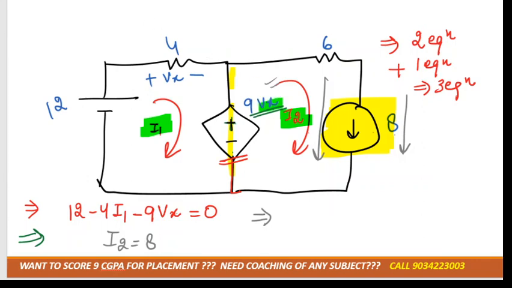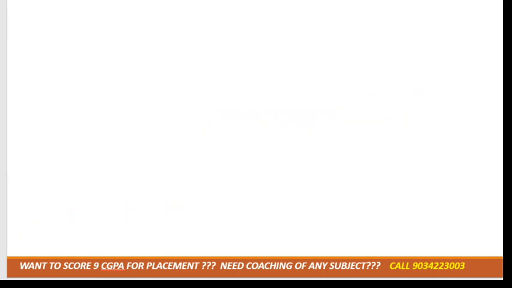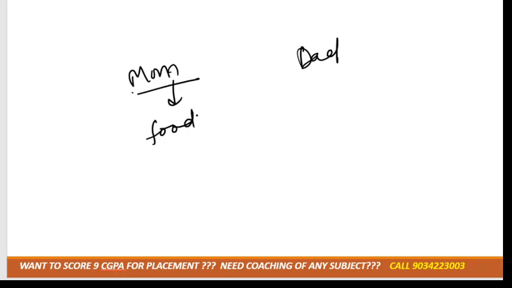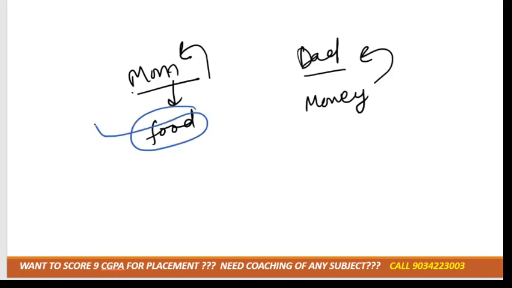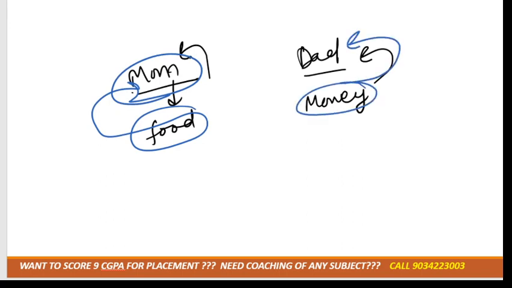We have to see which source it is, like what it depends on. I'm giving you one example. You are a student, you are depending on your mom, and on your dad, right? For food you are depending on your mom. For money you are depending on your dad. Whenever you want food, you search for your mom, and whenever you need money, you search for your dad. So let us consider mom is your current, it's a female, and dad is your voltage, it's a male.